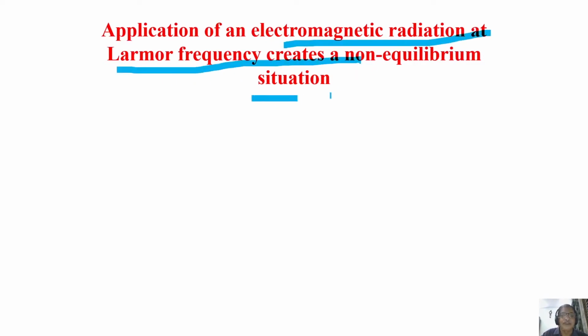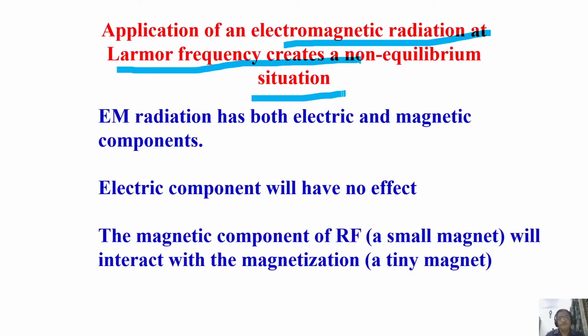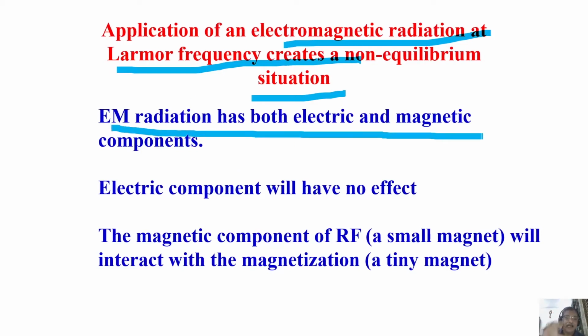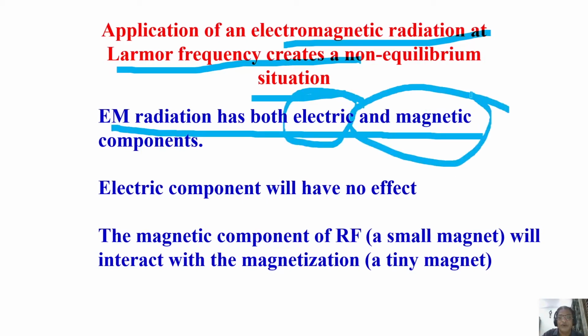So what we understand now is application of an electromagnetic radiation at the Larmor frequency creates a non-equilibrium situation. The spins, or bulk magnetization, which were in thermal equilibrium are disturbed. Now what is going to happen when you send a radio frequency signal? How does it interact? Remember, electromagnetic radiation has both electric component and magnetic component. Electric component has no effect at all. It doesn't disturb the spins.